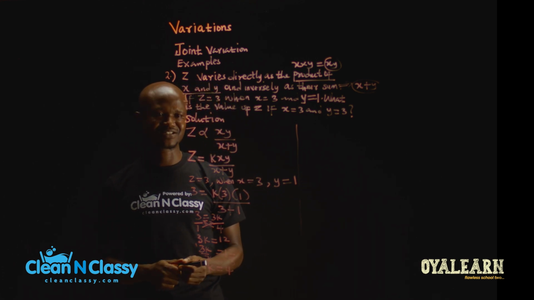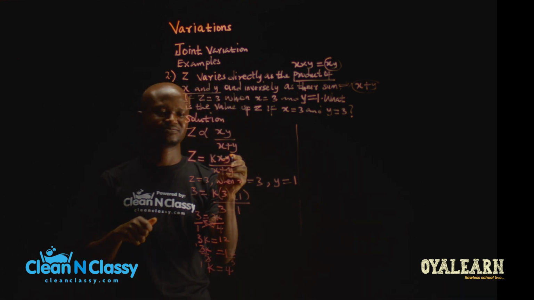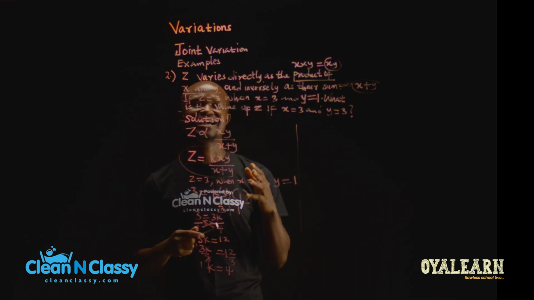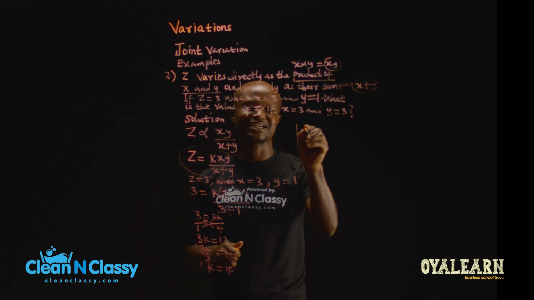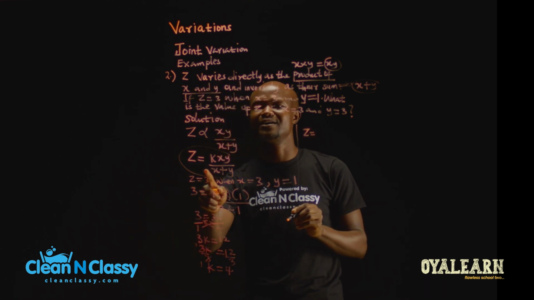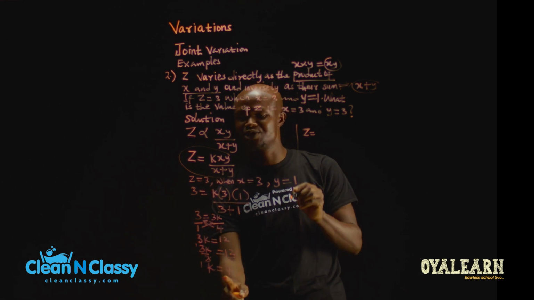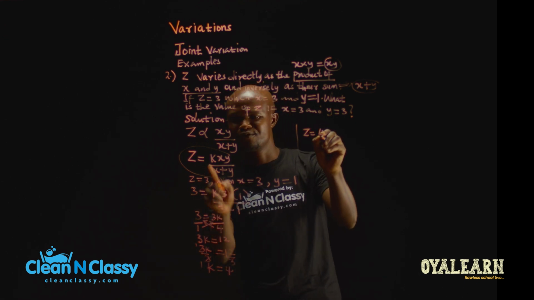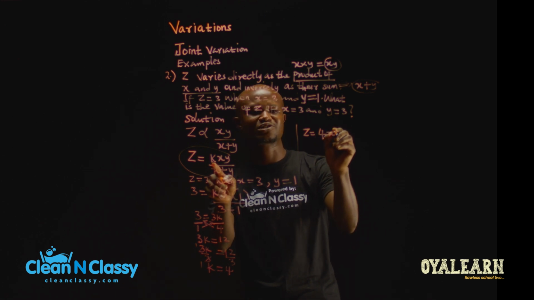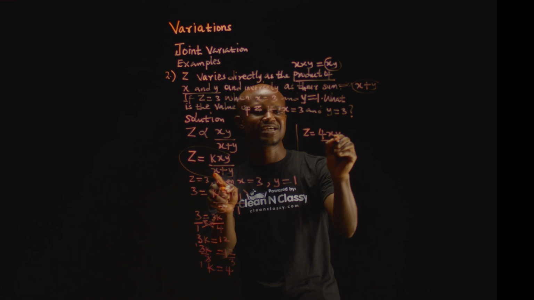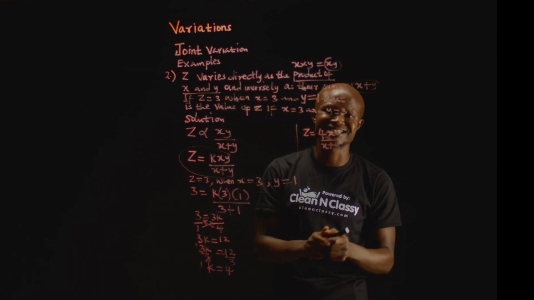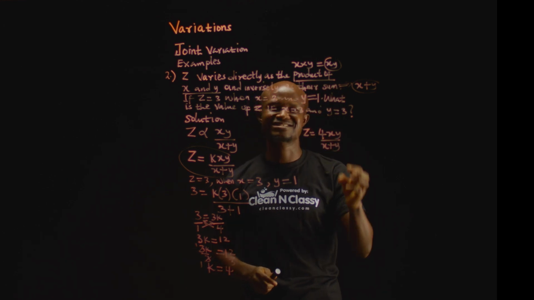So how do we get that? We go back to what we have here, to write the relation between Z, X, and Y. So Z will be equal to what? From here, what is the value of K? K is 4. Anywhere we see K, we replace it with 4. 4XY divided by X plus Y. This is the relationship connecting Z, X, and Y.